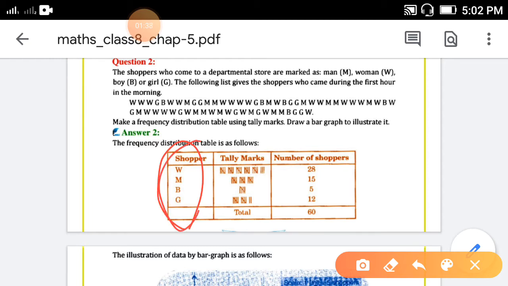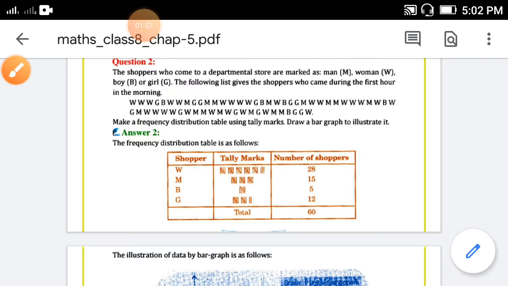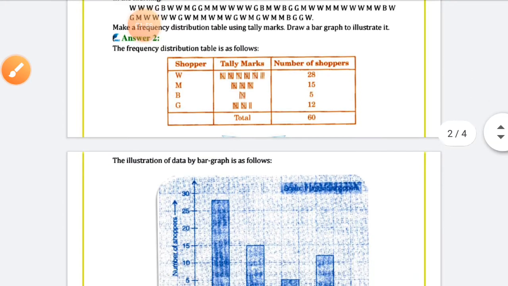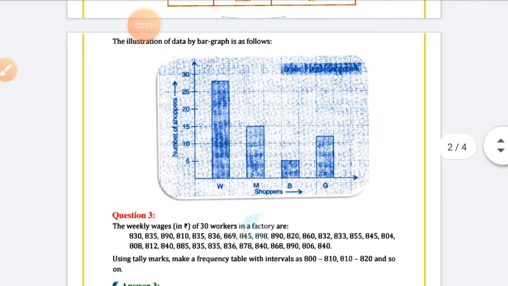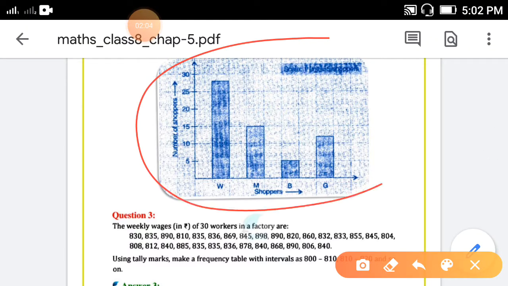So here you have to write the name, its initial, and the number of shoppers, how many shoppers come per day or whatever is given. And this number of shoppers is the frequency. From this frequency you have to make tally marks. This is the way you have to make the frequency distribution table, and from this table you have to draw the bar graph.